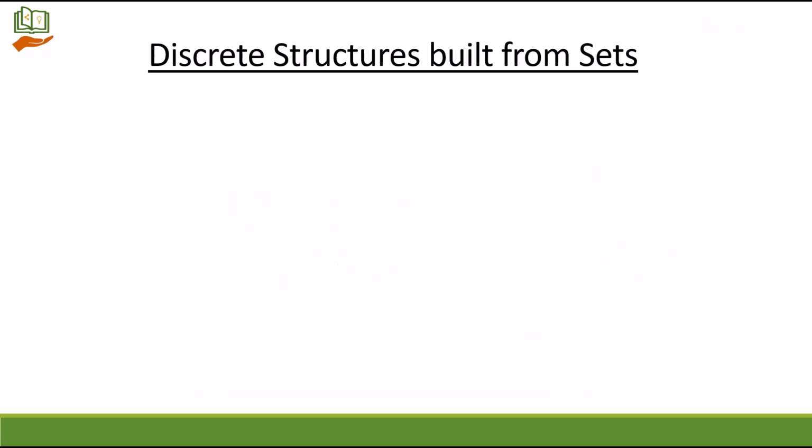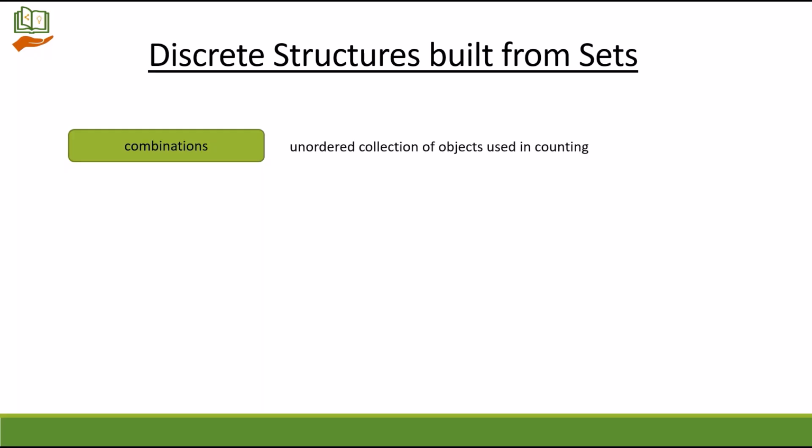Now we will learn about the discrete structures that are built from these sets. Actually, after knowing the sets concepts only, you can get into these discrete structures. It is because they are based on the sets concept. Though we may not directly apply sets, only with the understanding of sets you can use them. What is the first one? Combinations. It is called an unordered collection of objects used in counting.